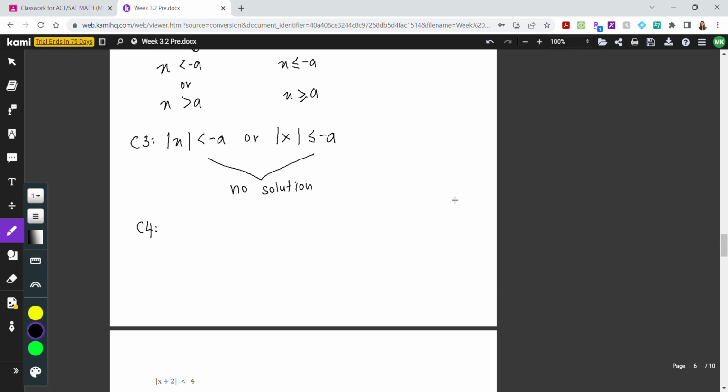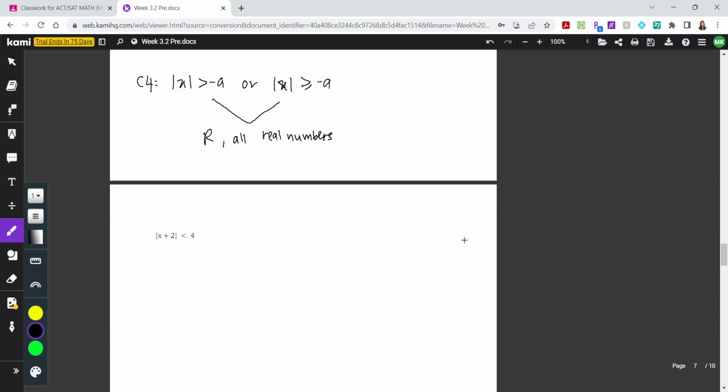Now for the fourth case, when absolute x is bigger than negative a, or absolute x is greater than or equal to negative a, these two mean that all real numbers are a solution. Because again, all your absolute value solutions are going to be positive. The smallest you're going to get is 0, and 0 is always going to be bigger than negative a. So any number you put in here works, giving all real numbers as the solution. All right, so those are some tips and tricks to remember. Now on to some practice problems.